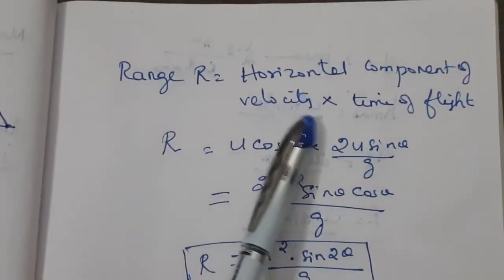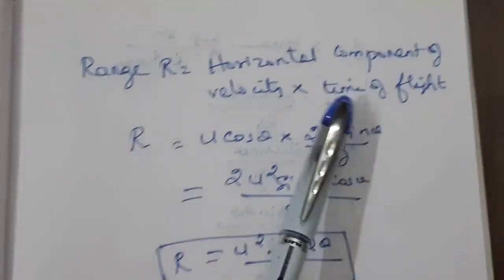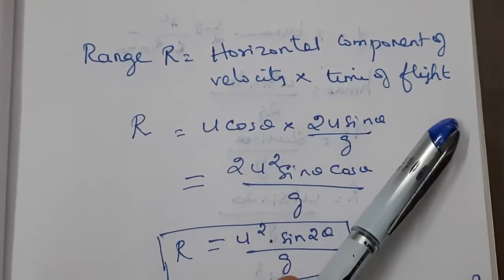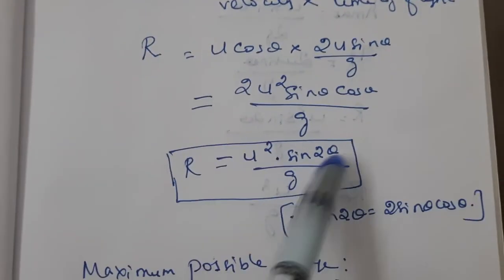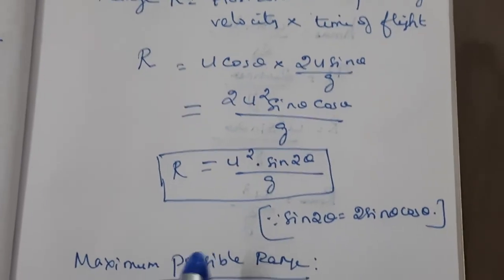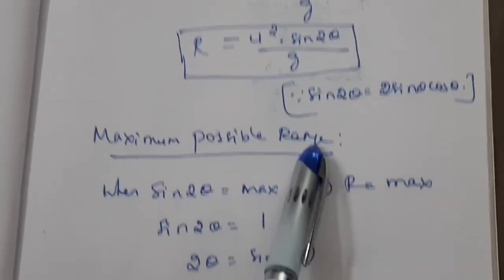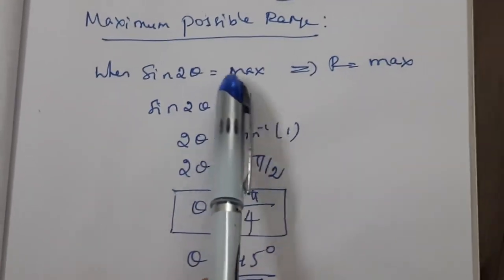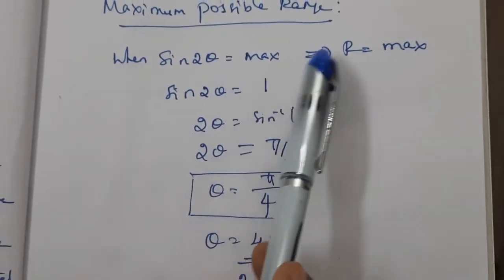Then the horizontal range, that is the maximum horizontal distance, can be written as r equal to horizontal velocity, that is the component of velocity, into time of flight. So r equal to u square sin 2 theta by g. The maximum possible range is obtained when sin 2 theta is maximum, sin 2 theta equal to 1.